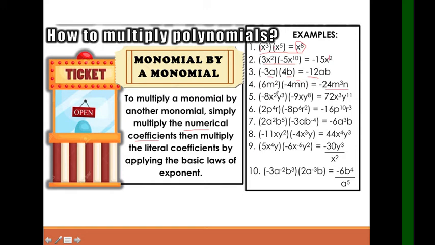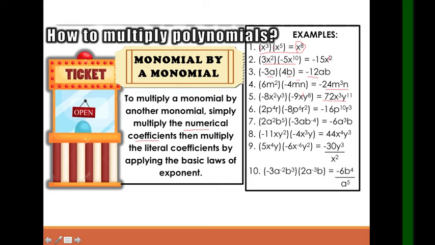Okay? Another, negative 8x squared y cubed and negative 9xy raised to 8. So, negative 8 times negative 9 is 72. Tama, positive 72. Because they have the same sign. X squared and x, so meron siyang 1. So, 1 plus 2 is 3. Y and y, 3 plus 8 is 11. So, this is correct.